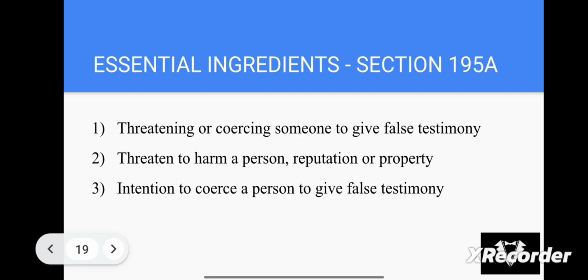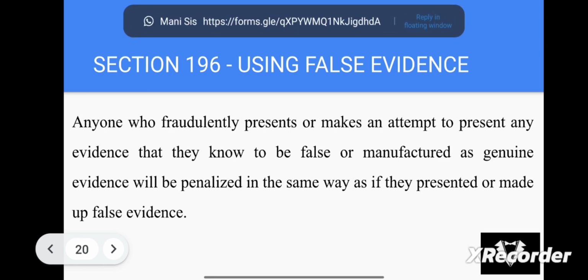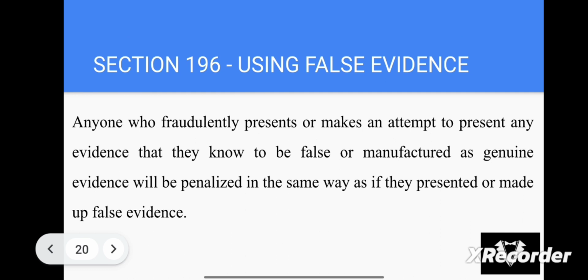The essential ingredients of Section 195A are: threatening or coercing someone to give false testimony, threat to harm a person, reputation, or property, and intention to coerce a person to give false testimony. Section 196. Using false evidence. Anyone who fraudulently presents or makes an attempt to present any evidence that they know to be false or manufactured as genuine evidence will be penalized in the same way as if they presented or made up false evidence.